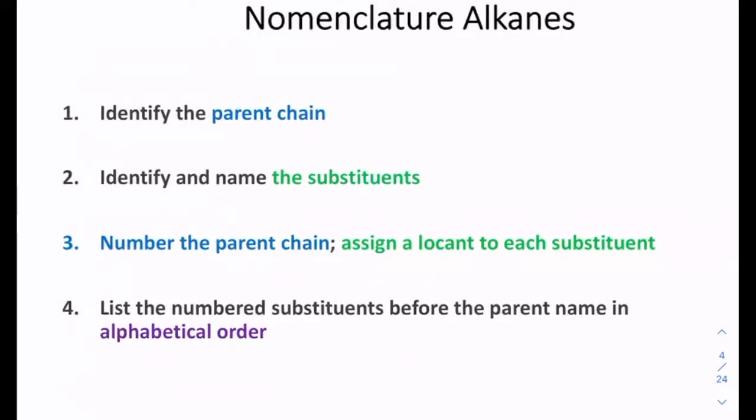The first thing we are going to do is identify the parent chain. That is the longest continuous carbon chain. The second thing we are going to do is identify the substituents that are off that parent chain. Once we find the substituents, we are going to be able to do number 3, which is number the parent chain and assign a locant or a position to each of the substituents. Finally, we are going to list the numbered substituents before the parent name in alphabetical order.